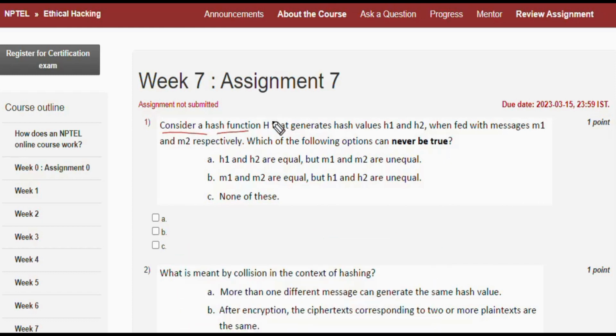Consider a hash function h that generates hash values h1 and h2 when fed with messages m1 and m2 respectively. Which of the following options can never be true? Options are: h1 and h2 are equal but m1 and m2 are unequal. m1 and m2 are equal but h1 and h2 are unequal. And none of these. Here option B can never be true. So B will be the answer. So I select option B.